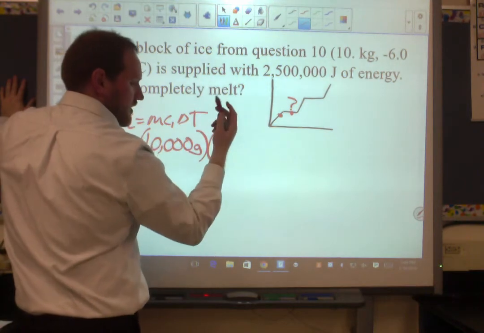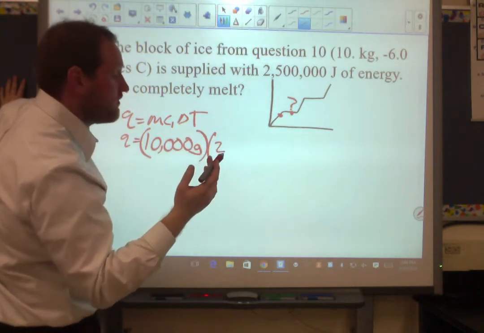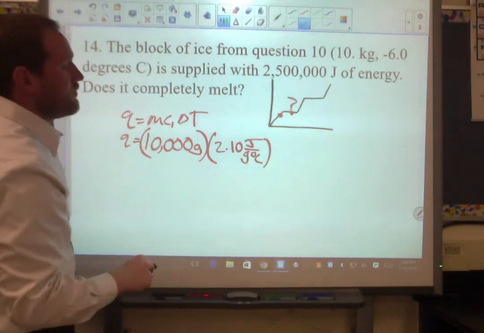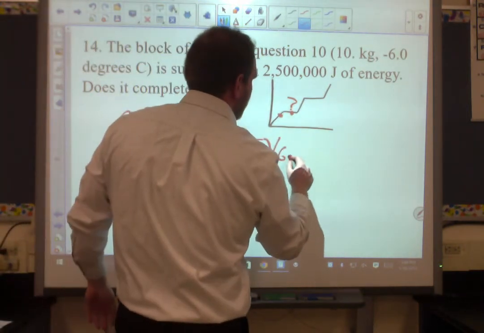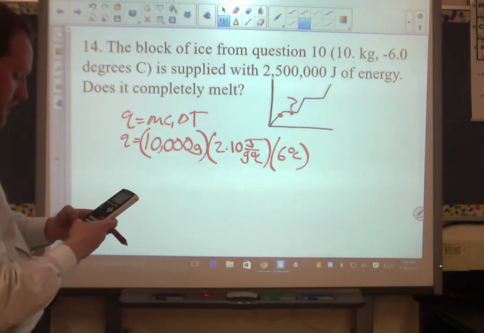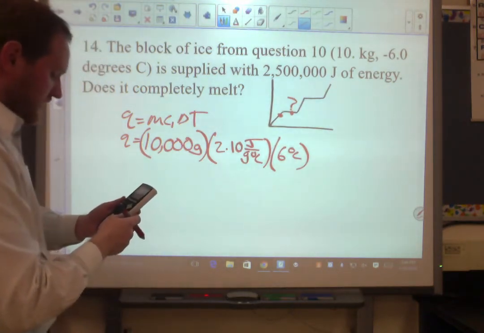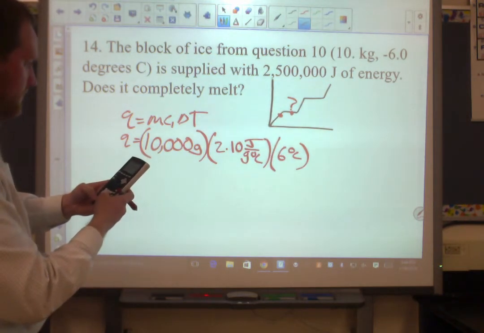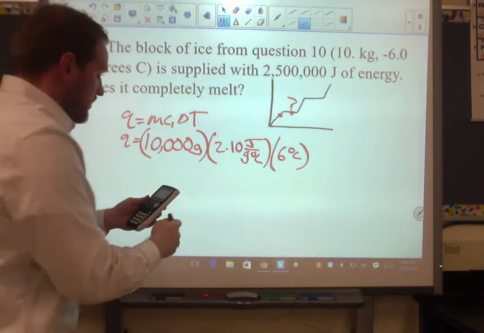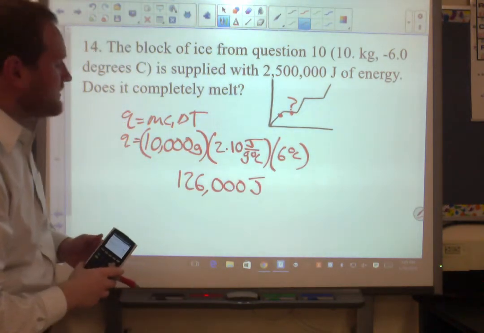C1 is the specific heat capacity of ice, which is 2.10 joules per gram degree Celsius. And my delta T, going from -6 to 0, is 6 degrees Celsius. Let's see what we get. 10,000 times 2.10 times 6. That looks a little low. Hold on. 10,000 times 2.10 times 6 equals 126,000 joules. Okay, I guess that makes sense.